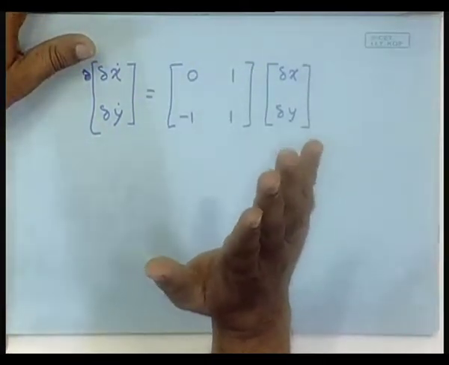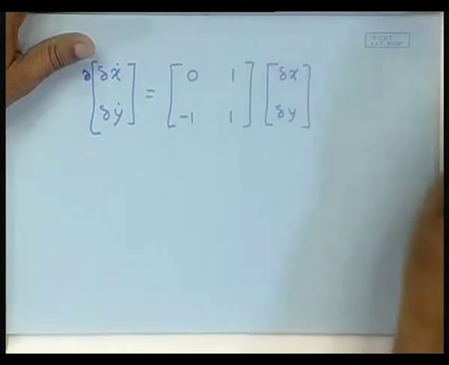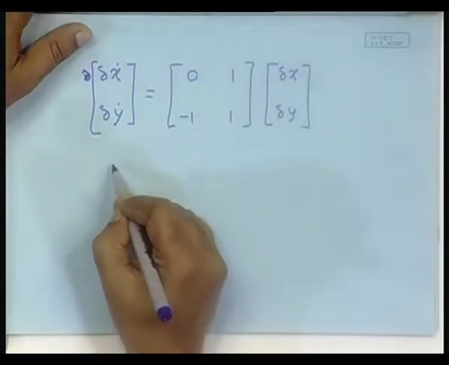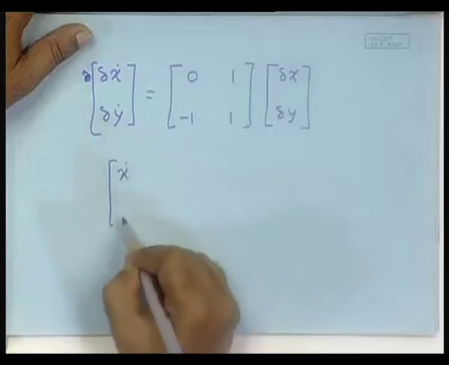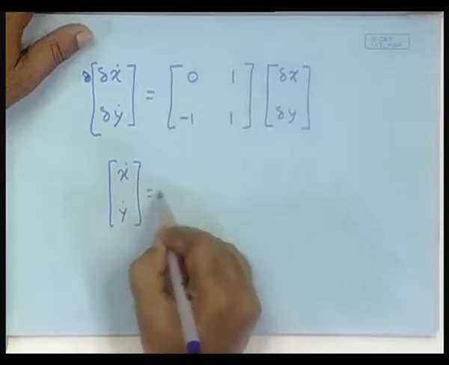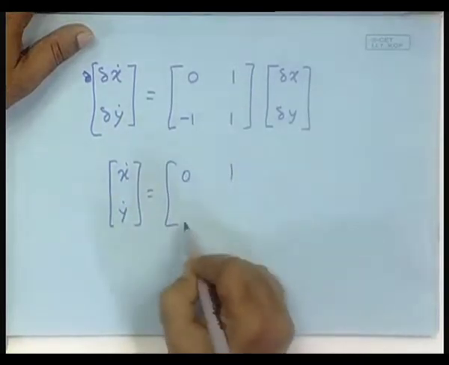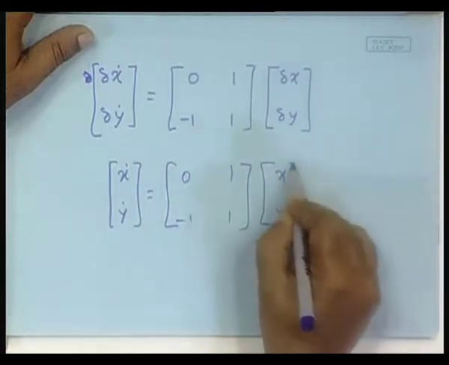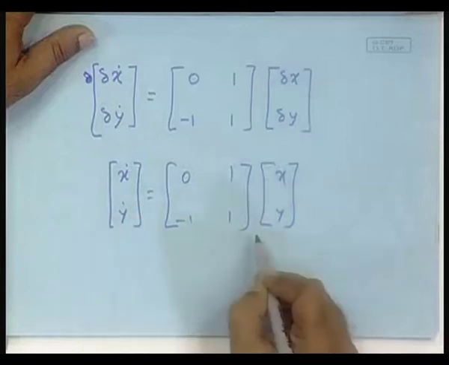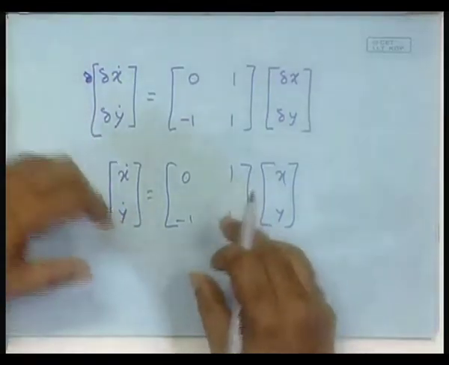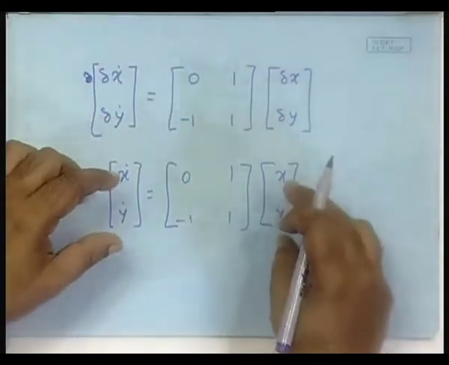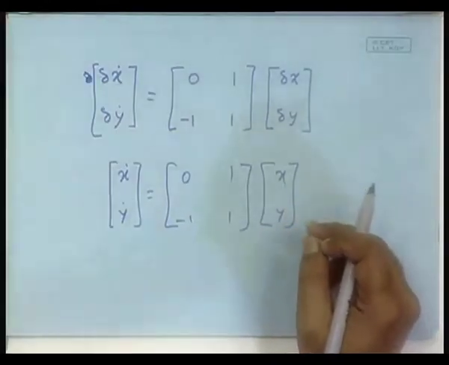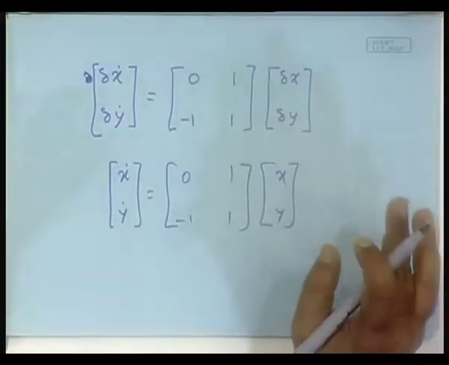Therefore, we will often write this equation as simply x dot, y dot is equal to [0 1; -1 1] times x, y. Do not be confused if we write it like this. This is after local linearization, and therefore, after having shifted the origin to the equilibrium point.